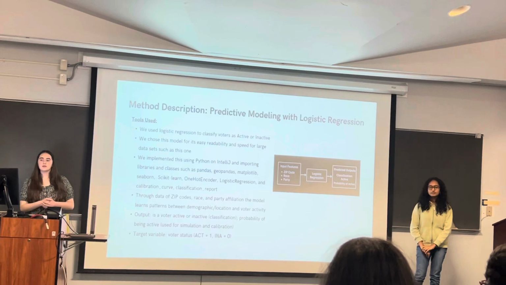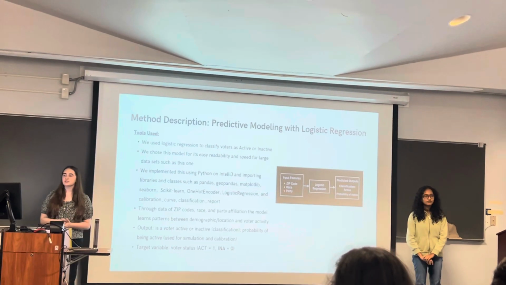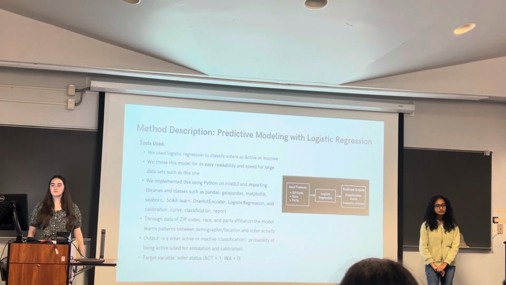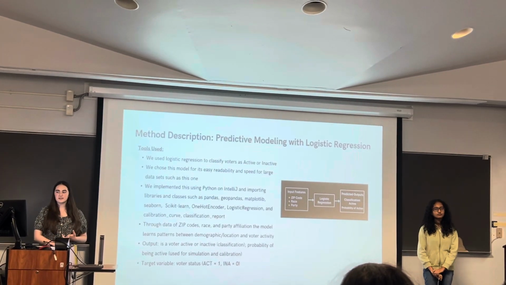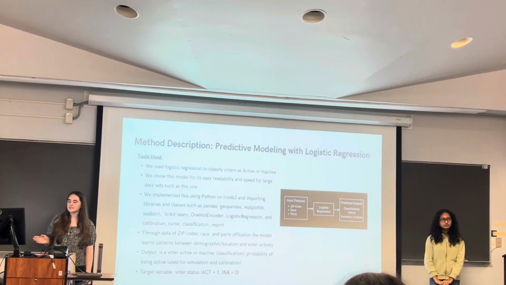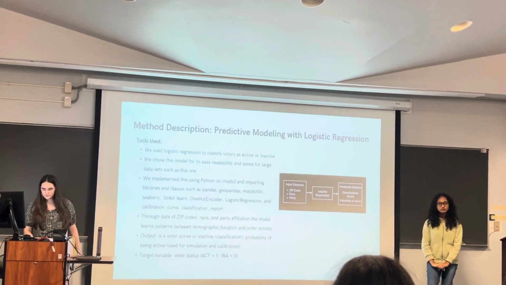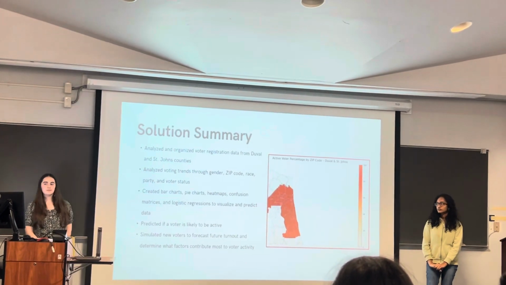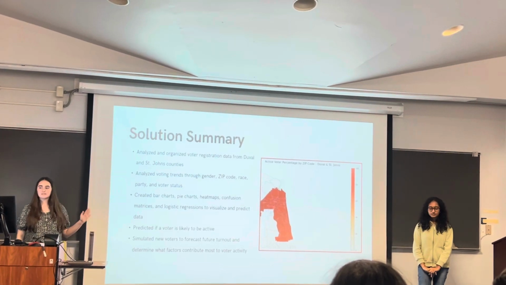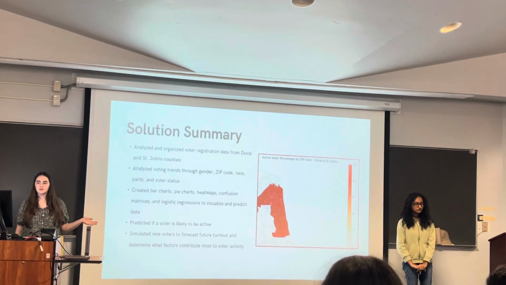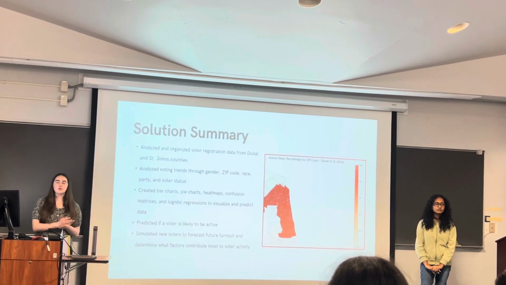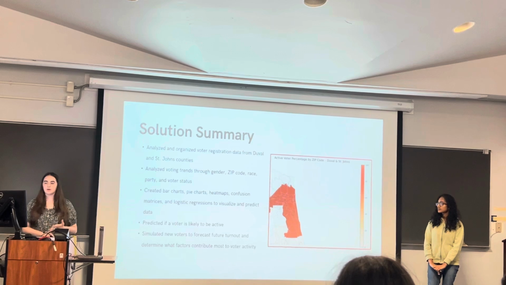Okay, so for our solution, we made a logistic regression to classify active and inactive voters. We analyzed data of zip codes, race, and party affiliation through our logistic regression to predict voter activity or inactivity. Our solution summary is that we analyzed and organized the registration data that we got from Duval and St. John's counties, and then we analyzed voter activity through zip code, race, party, and voter status.